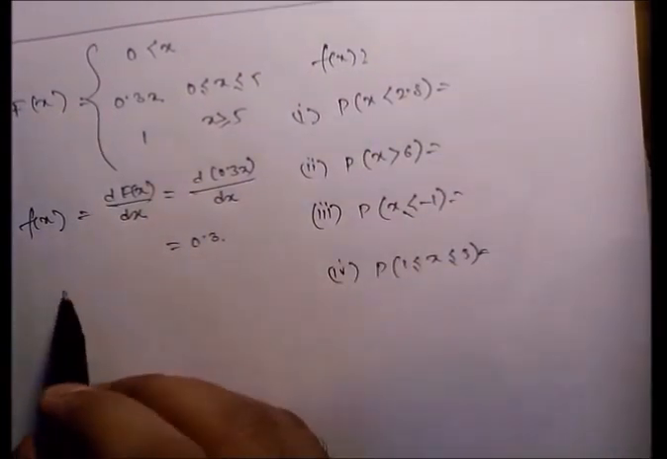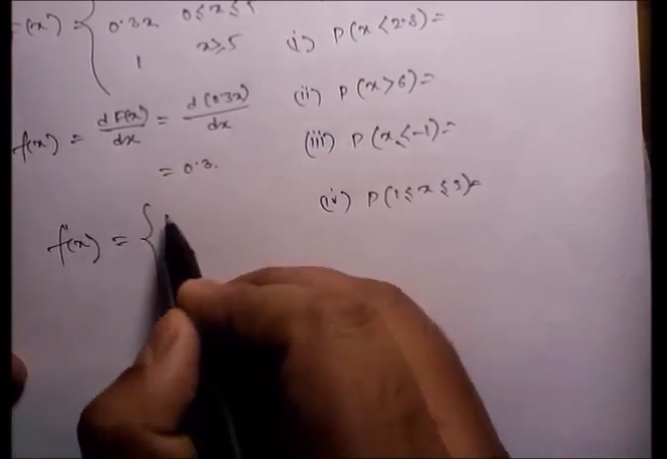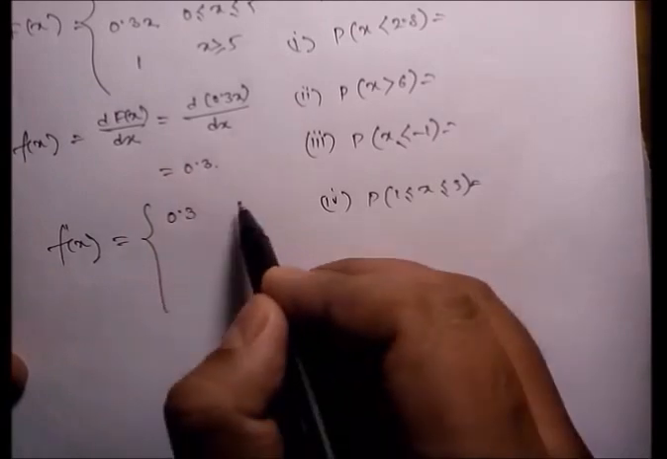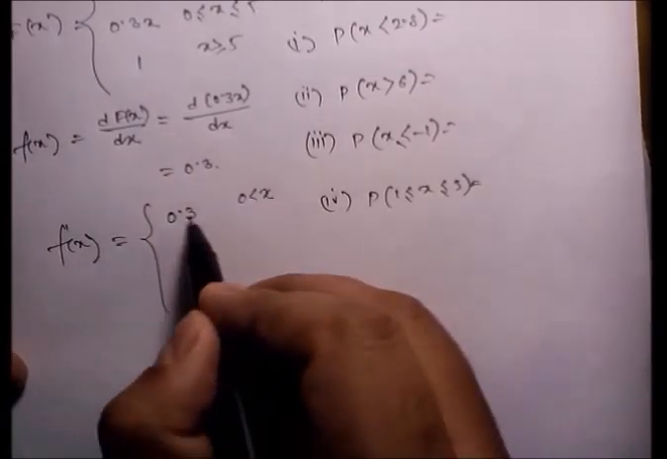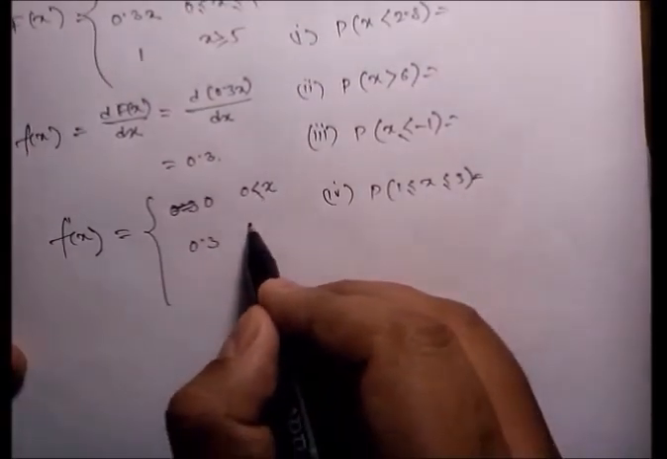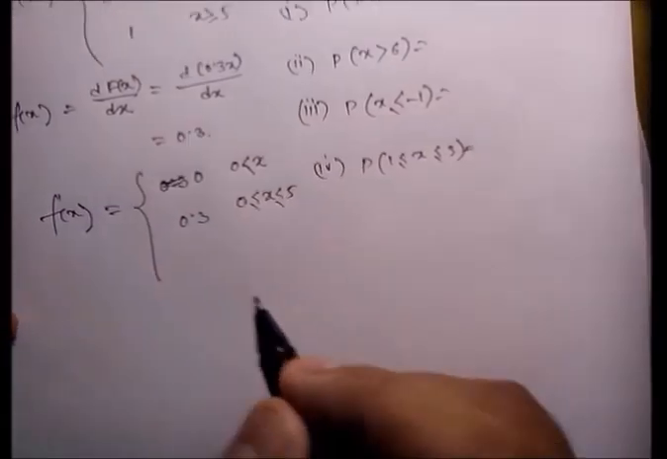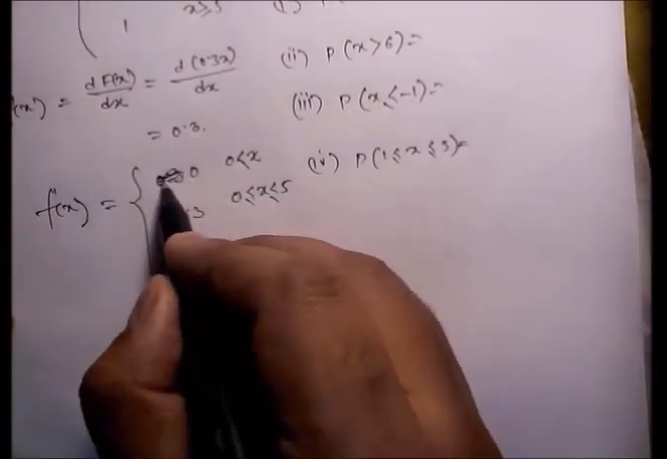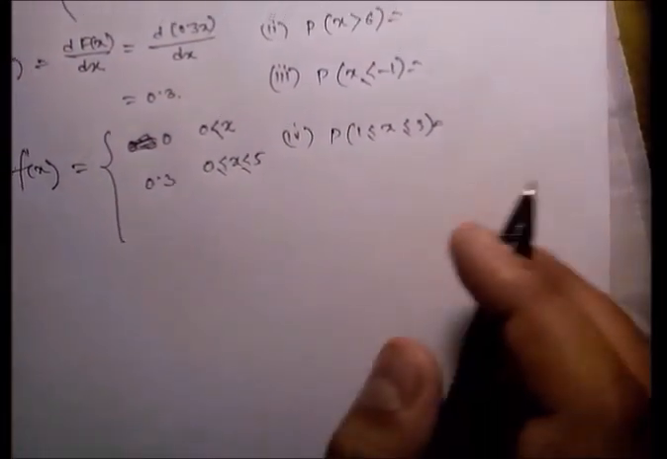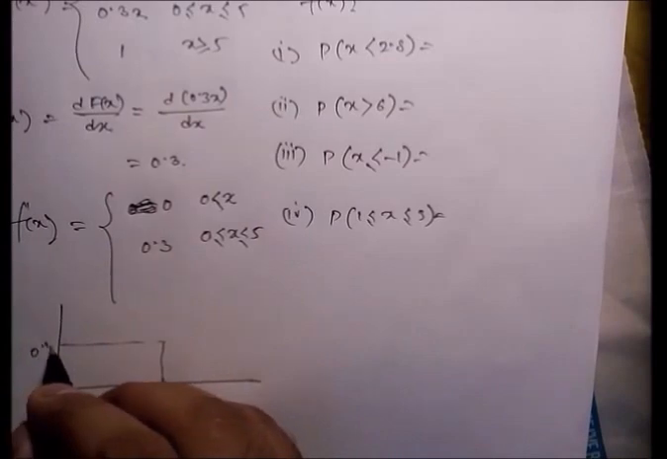So that means f(x) is equal to 0 if x is less than 0, and 0.3 if x is between 0 and 5. So we can draw a figure for that. If you draw a figure, from 0 to 5 the height is 0.3.